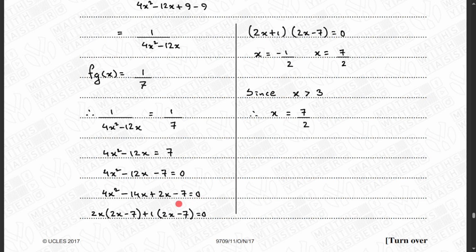equals 0. If we take 2x common, we get 2x minus 7, and plus 1 will give us again 2x minus 7. So the factors are 2x plus 1 and 2x minus 7 equals 0. Therefore, x must be negative half and x will be 7 over 2. But since x is greater than 3, x must be 7 over 2.